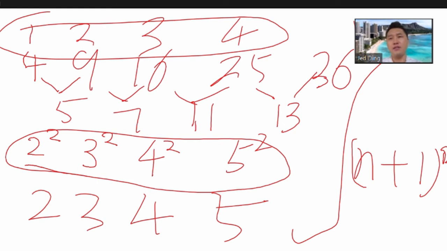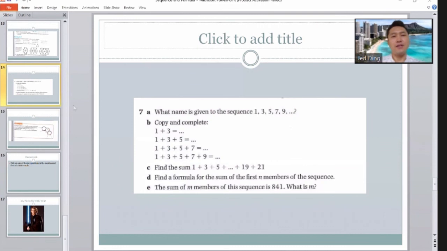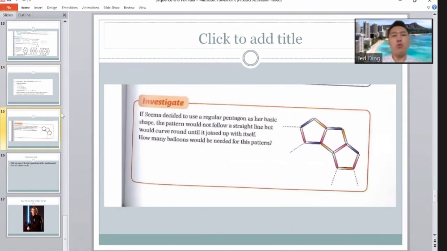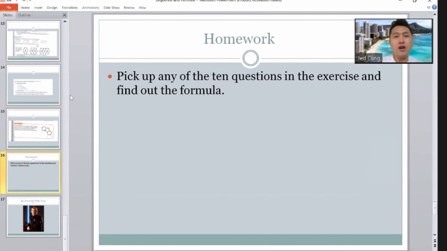All right, take a picture of this screenshot, very important. So what did you learn from today's class? I'm gonna assign some homework to you, together with the investigation problem on this page. Also pick any 10 questions in the exercise section and find out the formula. Email me all your homework. This is all about today's class, about the formula, sequence, and how to find out the formula. Remember step 1, step 2, step 3.